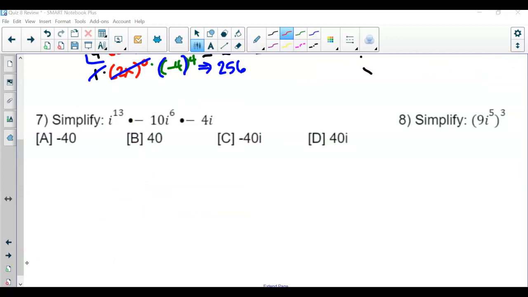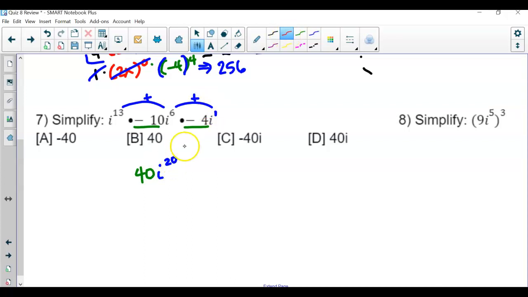The next two problems here are with our i to the higher power. So with number 7, this is multiplying. I notice here I've got coefficients of -10 and -4 that I need to multiply. So -10 times -4 is positive 40. Then here I have i, but remember when multiplying, we don't multiply the exponents, we add the exponents. Remember this has an exponent of 1. So when adding the exponents, now you have a final exponent of 20.